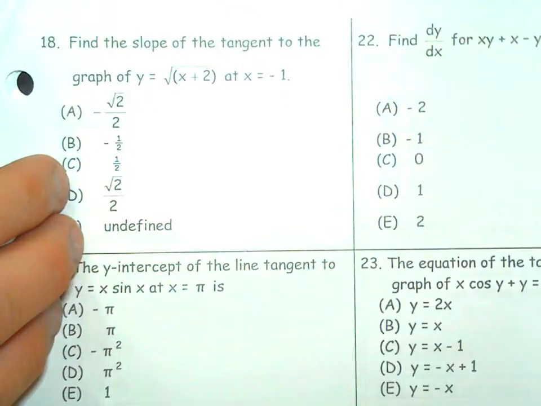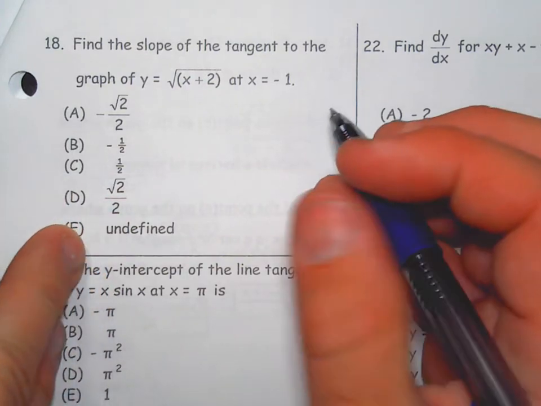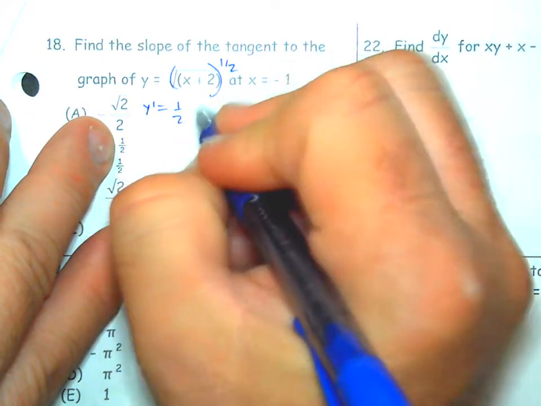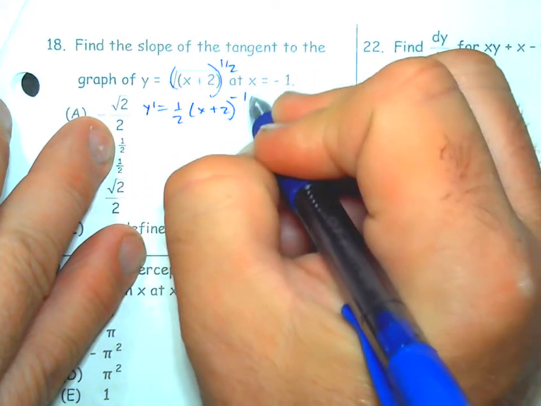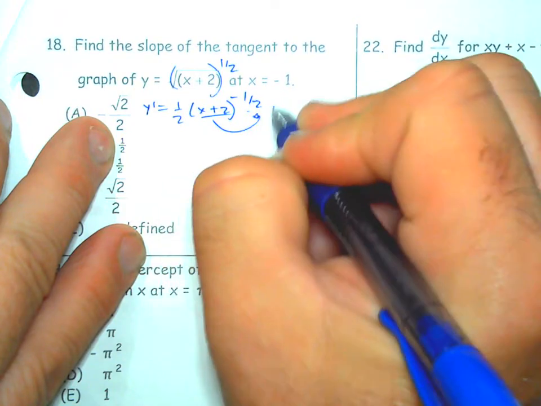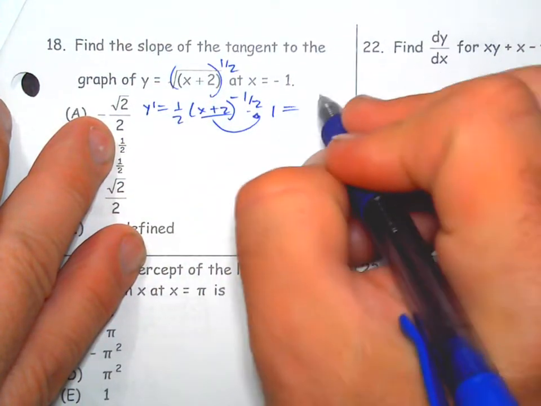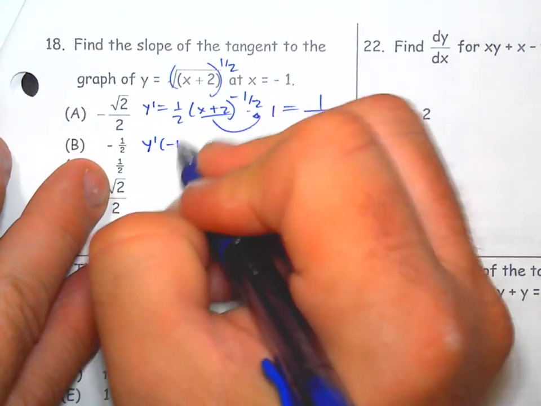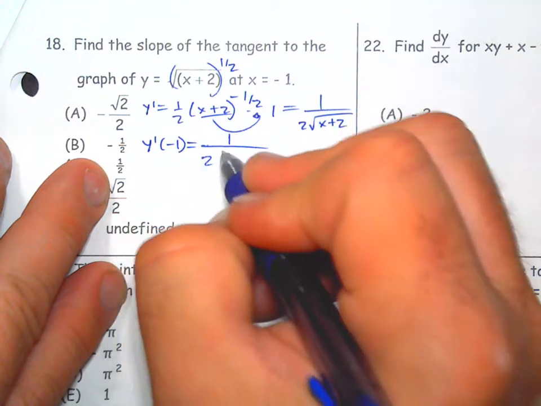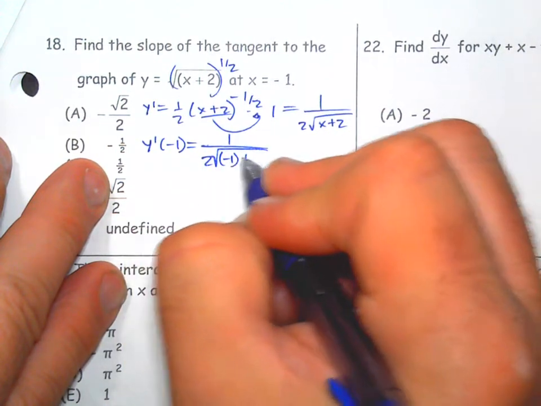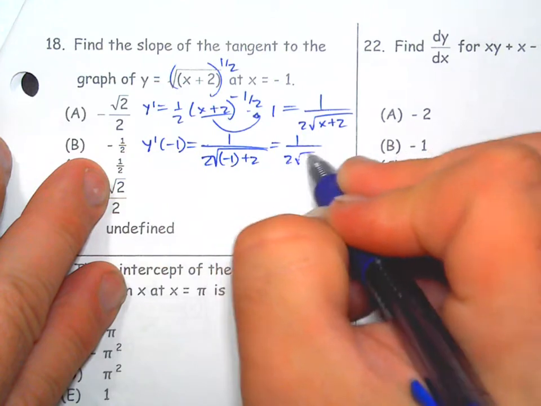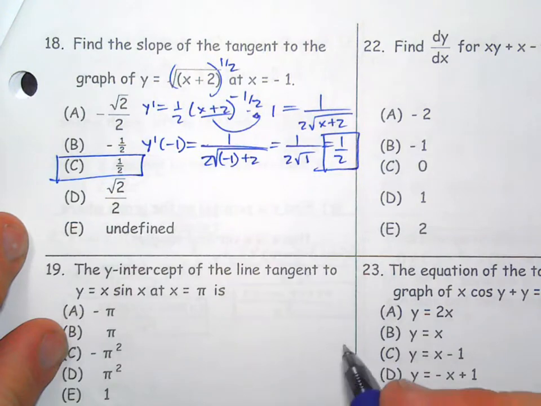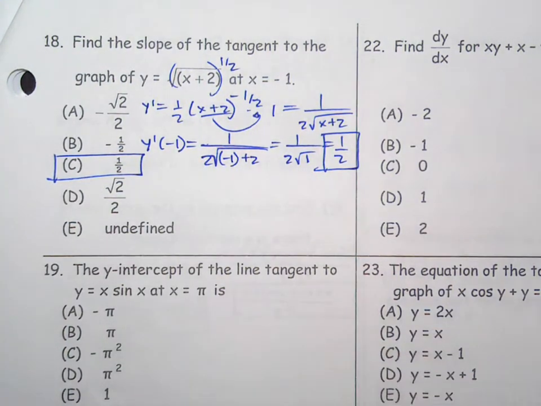18. Find the slope of the tangent. Well, got to find the derivative. So y prime equals 1/2 times x plus 2 to the -1/2. Derivative of what's inside is just 1, not 0. So it's going to be 1 over 2 square root of x plus 2. So we're going to plug -1 into that, and we're going to get positive 1/2. Looks good.